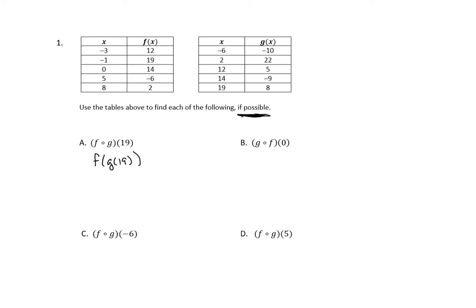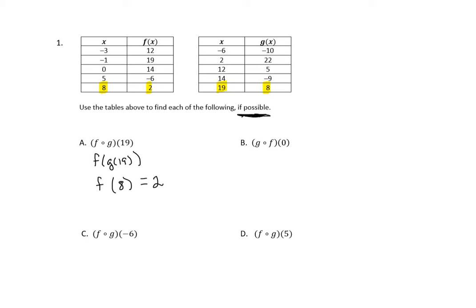So 19 goes into the g function. The g function is the table over here on the right. So 19 goes in, and then 8 comes out. Now I have to put 8 into the f function, and I get out 2. So what I did was put 19 into the g function, got out 8, so now I have to find f of 8, and that's going to give me 2.